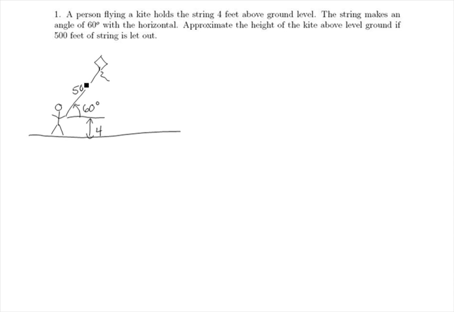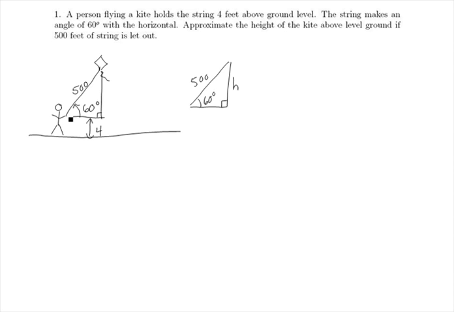So we can see a triangle then, with our carefully drawn picture, formed by knowing that the hypotenuse of this triangle is 500. The angle of this side is 60. This is a right angle. And what we're trying to find is the height of the kite relative to where the person's holding the kite.